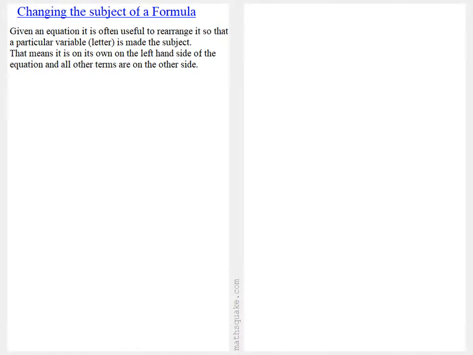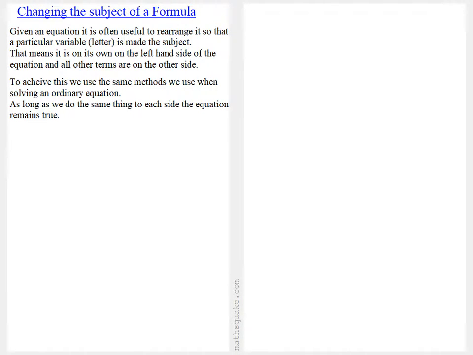That means the letter is on its own on the left-hand side of the equation, and all the other terms are on the other side of the equation. To achieve this, we use the same methods we use when solving an ordinary equation. As long as we do the same thing to each side, the equation remains true. Let's look at an example.